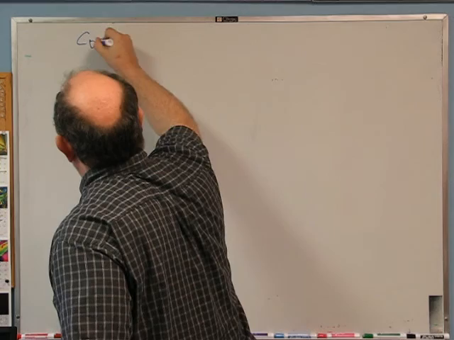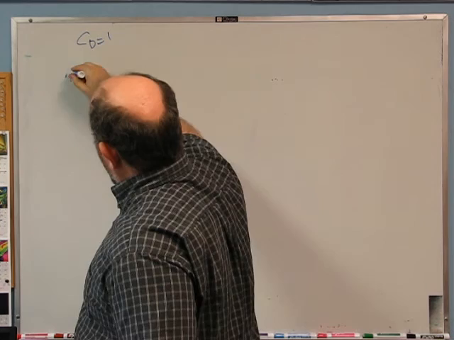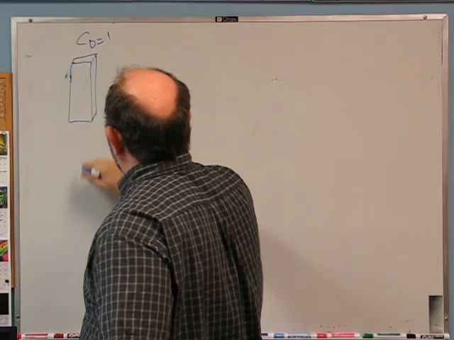For the second problem, assume that a box falling through air has a drag coefficient C_D equals 1. Here is a box. I'm going to draw it all 3D and stuff. In fact, anticipating what it looks like, I'm going to draw it like this. All right, there is a box. It is falling through the air.